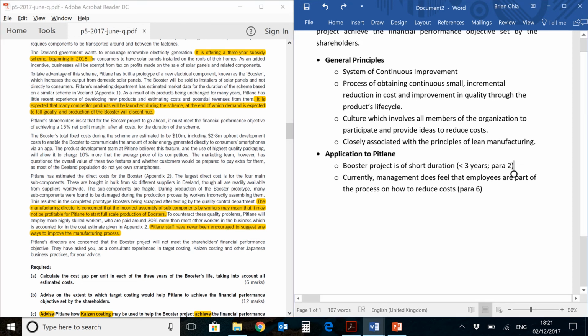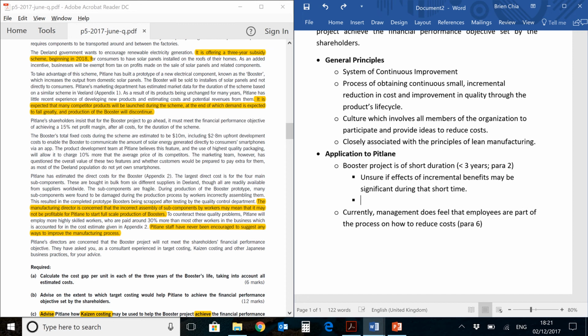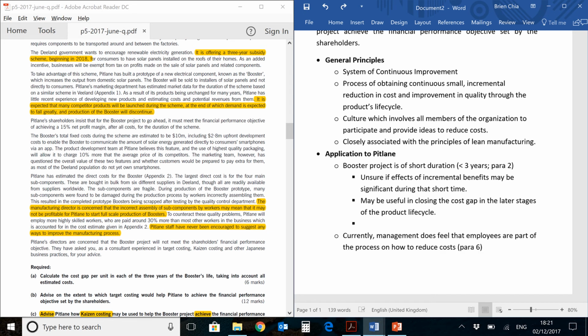So let's deal with our first item. The project is of quite short duration. Now, because it is of quite short duration, we are unsure how significant the gains from Kaizen costing would be during that short period of time. It's only 3 years. Kaizen costing is a culture which gives you lots of benefits in the long term. Within a 3 year span, you will have improvements, but we're not sure how much they will be during that short period of time.